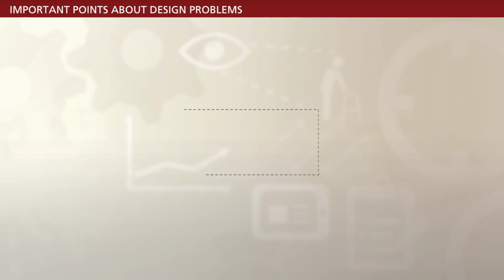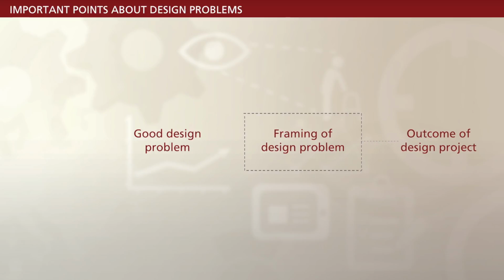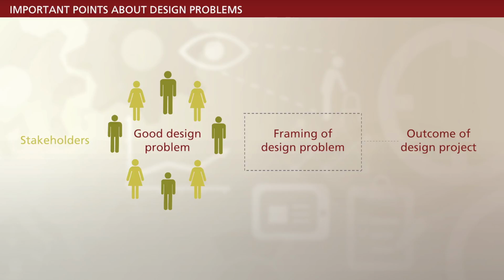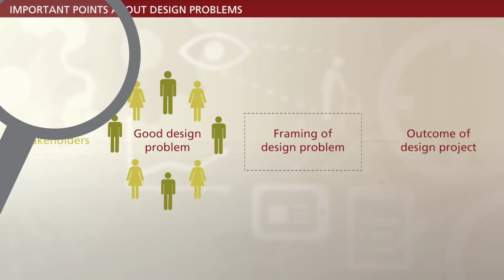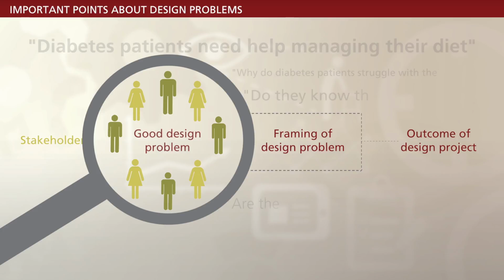In the following, I'll introduce two important points about design problems. The first is that the framing of a design problem has great influence on the outcome of a design project. The second is that a good design problem is an important prerequisite for creating sustained interest among the stakeholders of the project. The consequence of this is that it is important to examine the design problem closely and probably also to rephrase and reframe it several times during the project as you learn more about what is really at stake for your stakeholders.